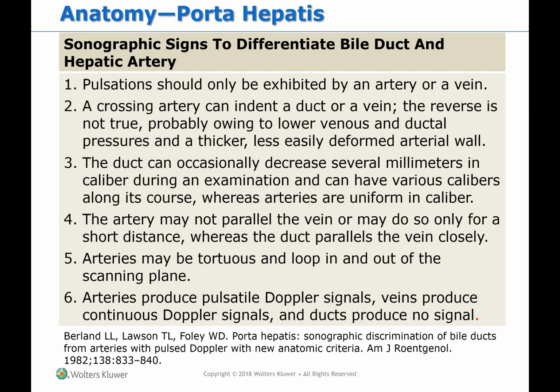The artery may not be parallel with the vein or may do so only for a short distance, whereas the ducts are always parallel with the veins. Arteries may be tortuous and loop in and out of the scanning plane, and arteries produce pulsatile Doppler signals, veins produce continuous Doppler signals, and ducts produce no signal.